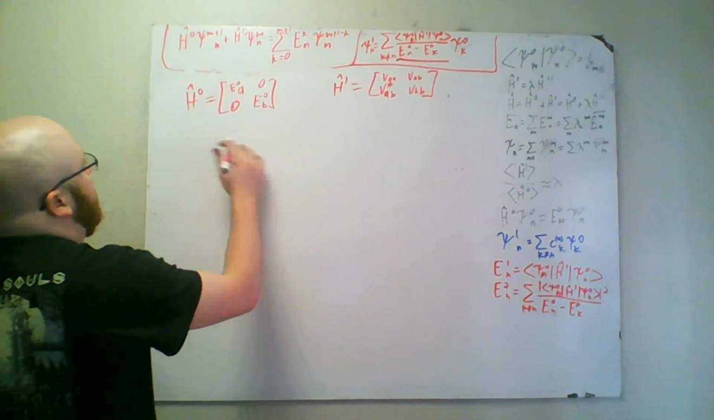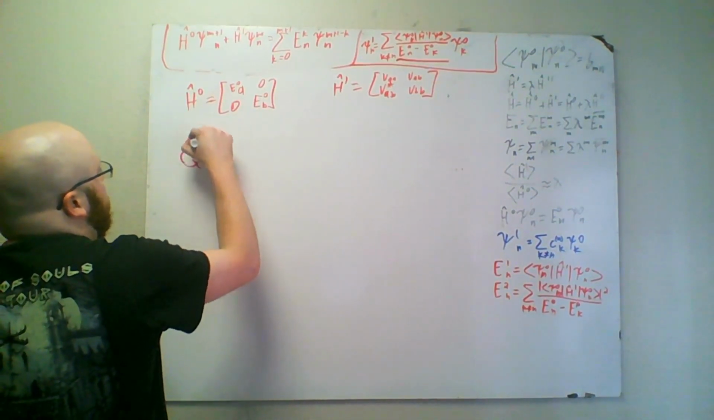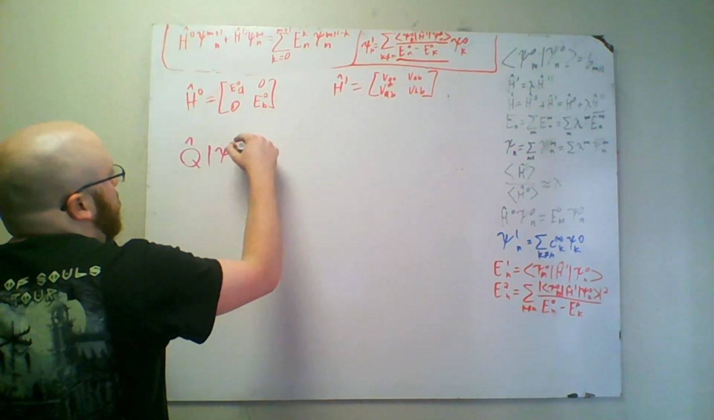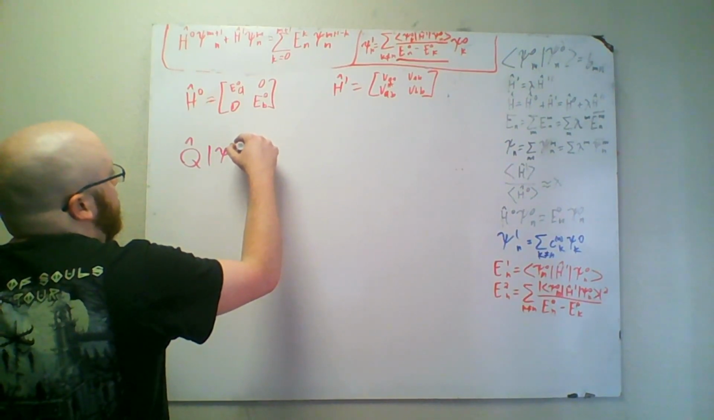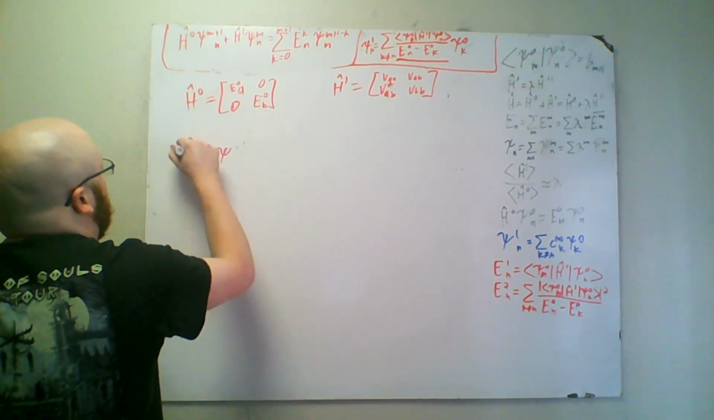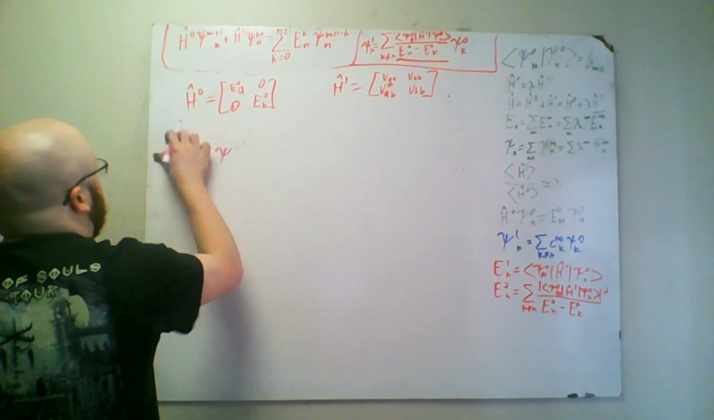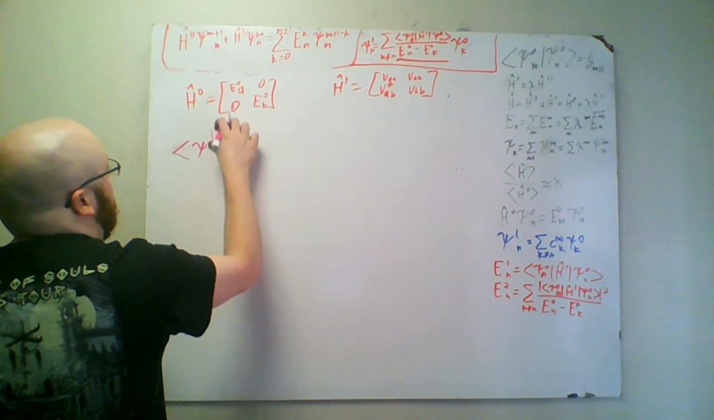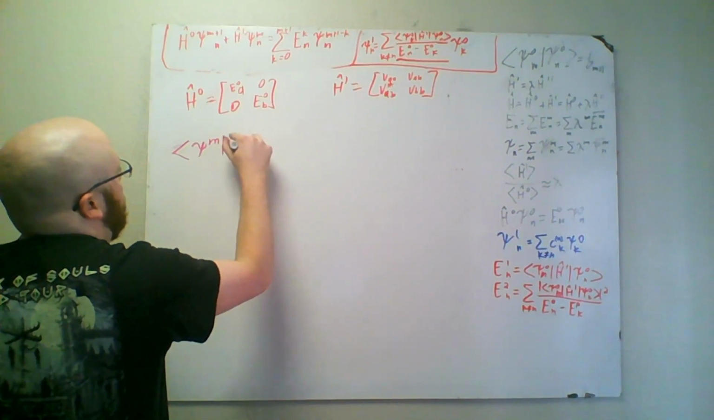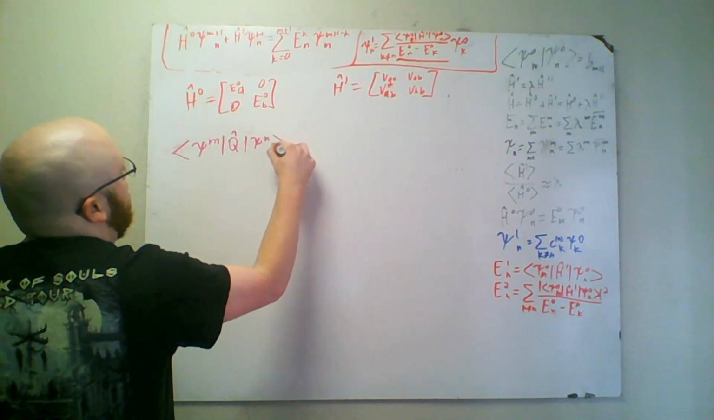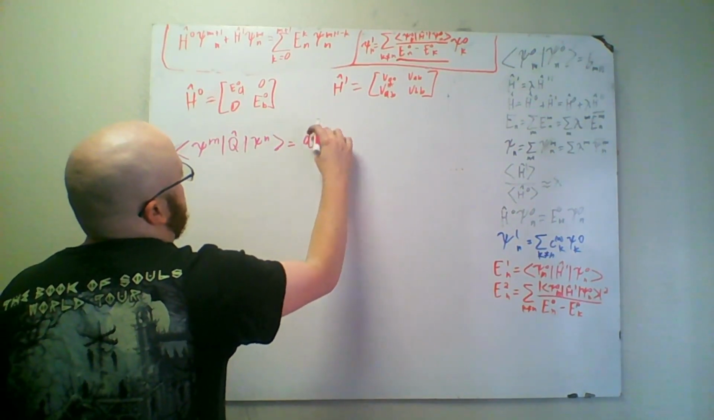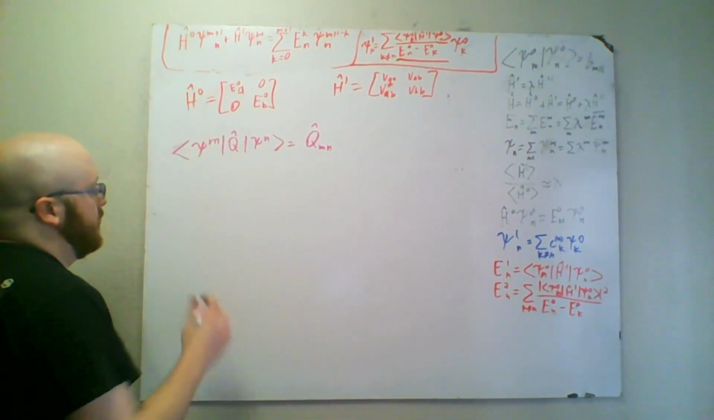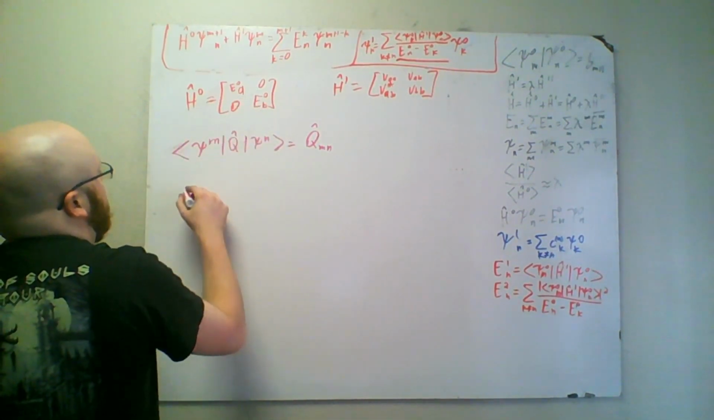Anyway, let's apply this. I'll give you the rule. So if Q is an operator, what we're going to say is that Q psi... Let's start writing left to right. psi m, Q psi n equals lowercase q.